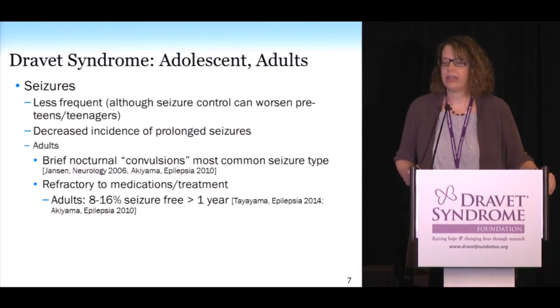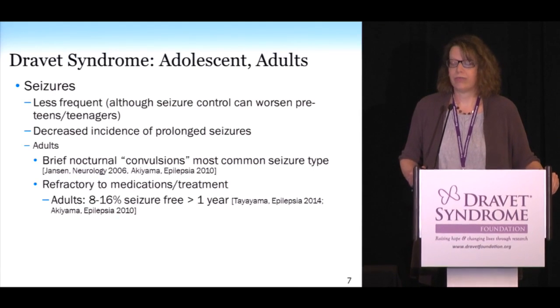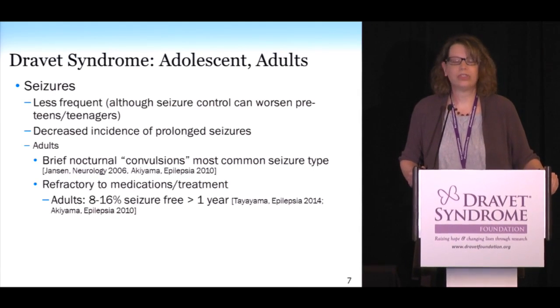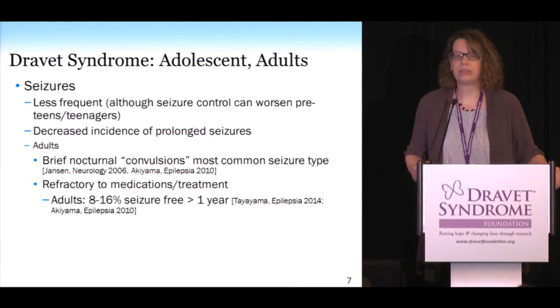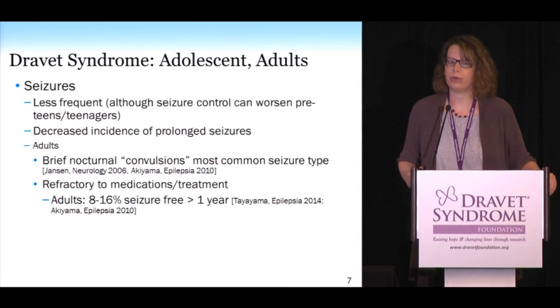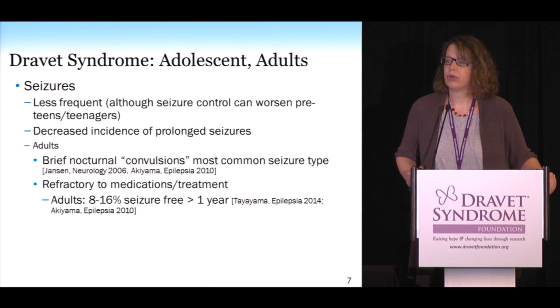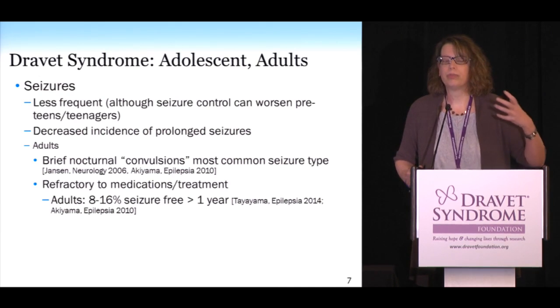Then moving on to adolescents and adults, the seizures themselves become less frequent, although I do see in a handful of preteens that their seizures really worsen at this time. So everything is variable, especially with the clusters of brief nocturnal convulsive seizures. But there definitely is a decreased incidence of prolonged seizures or status epilepticus. Nevertheless, I always do caution families that you just need to be prepared for that.